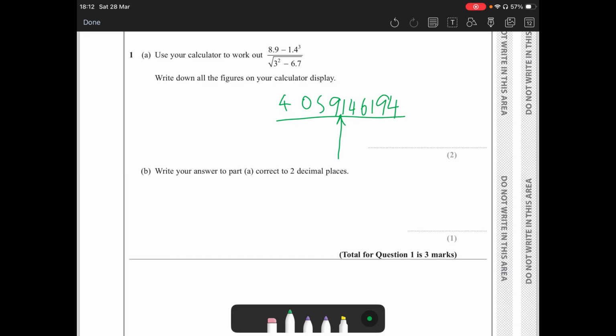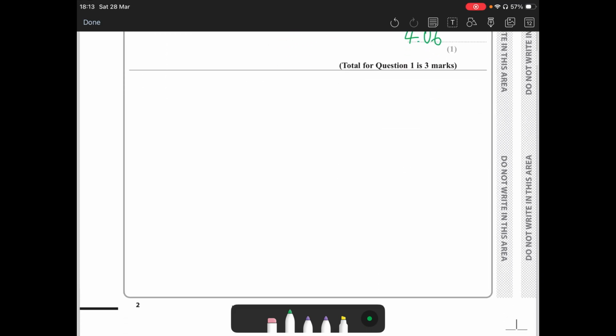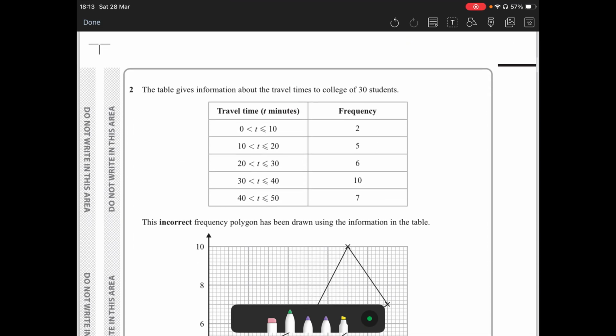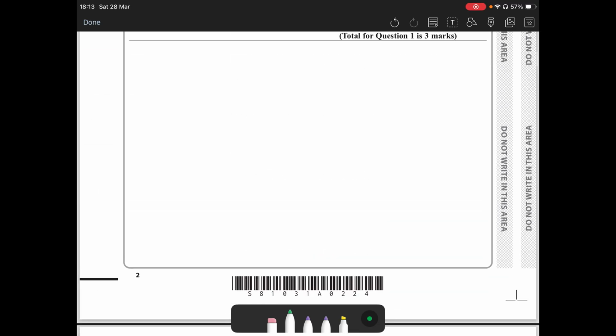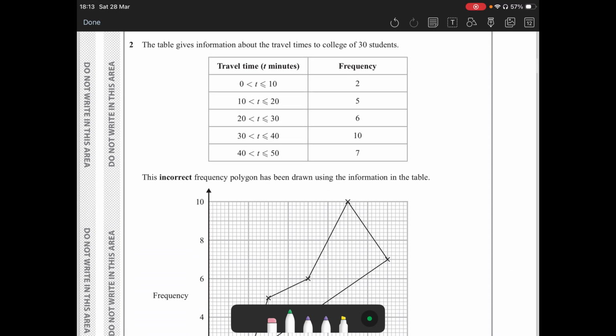And rounded to two decimal places will be 4.10. Bit of a tricky one, because did I just say 10? I take that back. That would have been to one decimal place. To 2dp would be 4.06. My bad, I thought one decimal place. I don't know what I was thinking there. 4.06 is right. Cool.